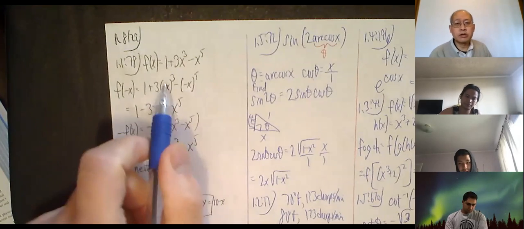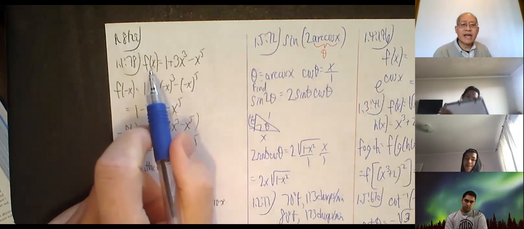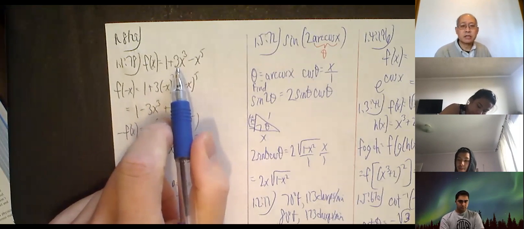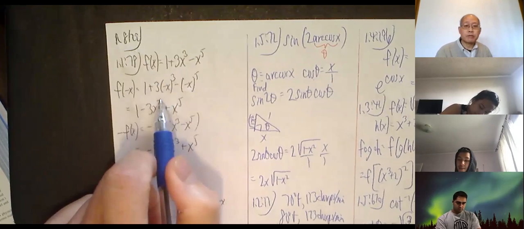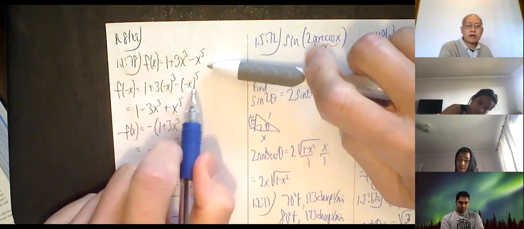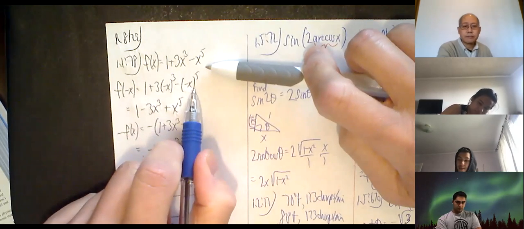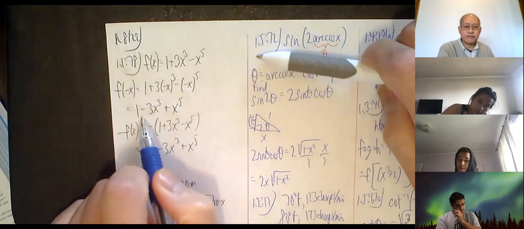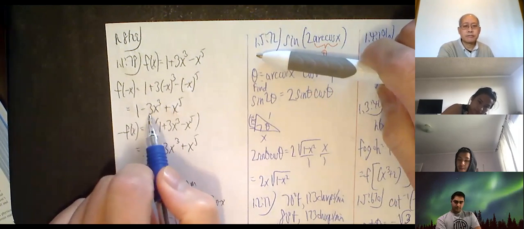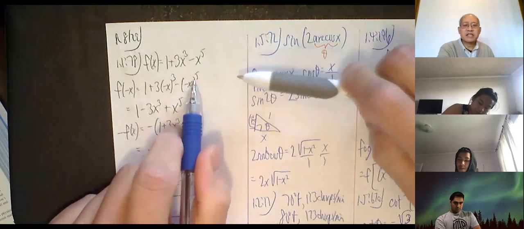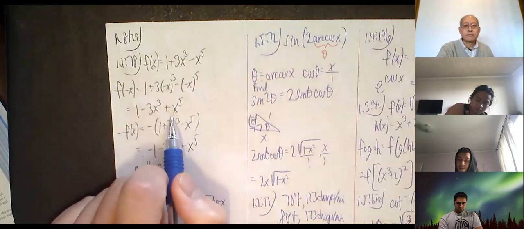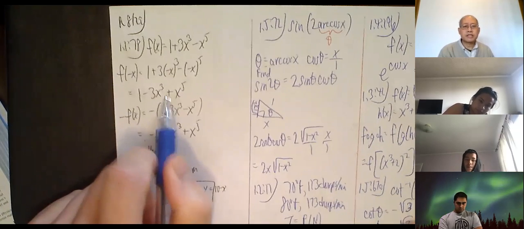Remember, to determine even or odd, you replace x with negative x. Everywhere you see an x, put negative x. So right there, put parentheses negative x. Right there, put parentheses negative x. What is negative x cubed? That's negative, so negative 3x cubed. Negative x to the 5th is negative x to the 5th, and then that minus sign makes it positive. So plus x to the 5th.